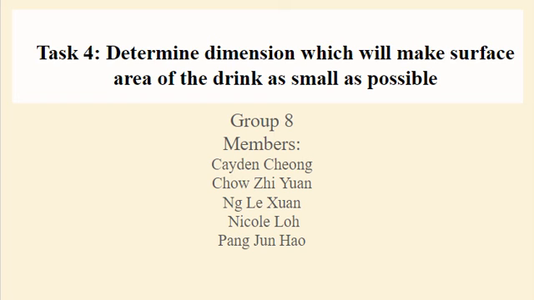Good morning, everyone. I'm Nico from Group 8, and we're going to present Task 4, which is to determine the dimension which will make the surface area of the drink can as small as possible. The members are Kaden Cheong, Chou Zhiyan, Ong Le Shen, and Pang Jinghao.